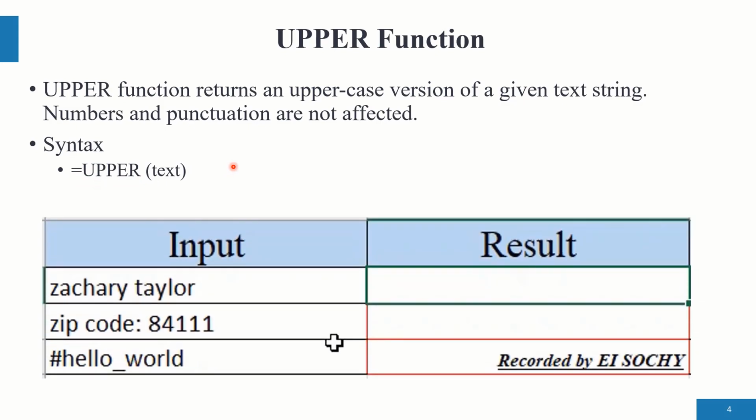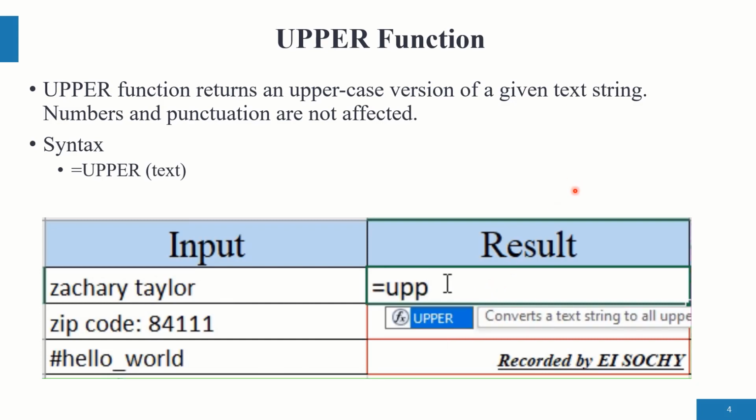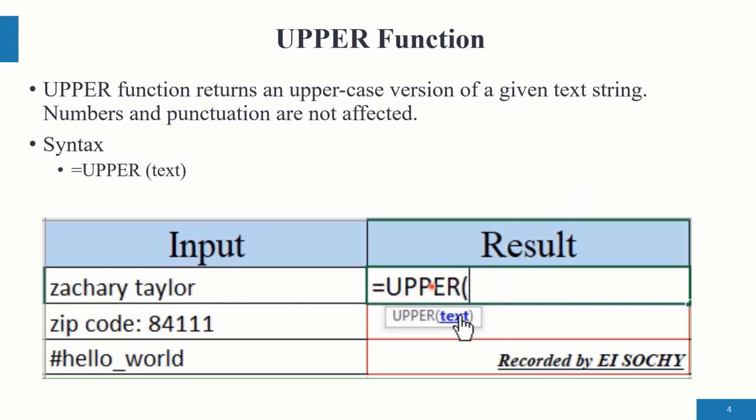Take a look at this example. You see all are lowercase letters, and we want to convert them to uppercase. First we type an equal sign and then the name of the function, UPPER, and the text that we want to convert here, and then close the parenthesis. You will see the result like this.